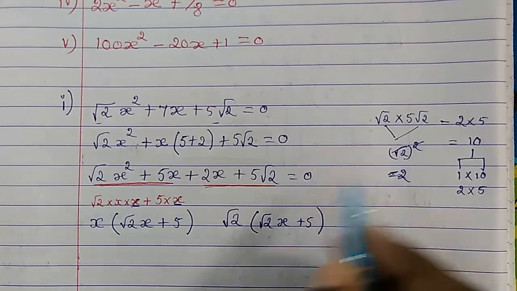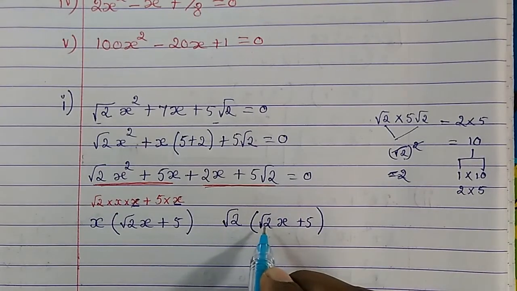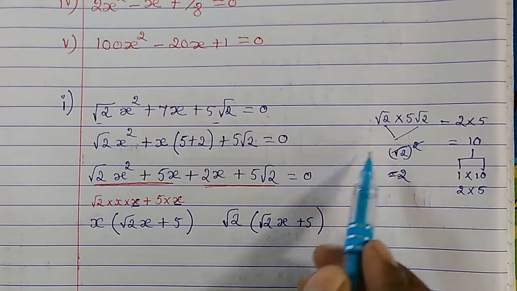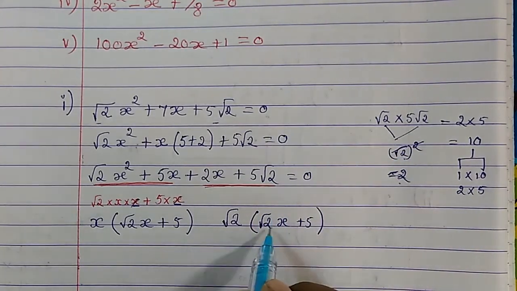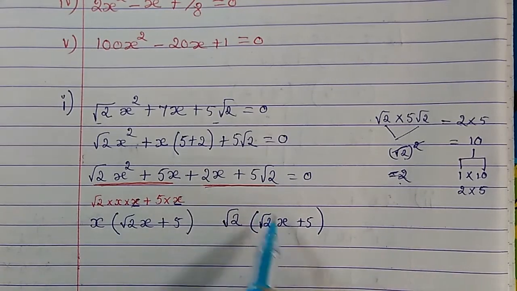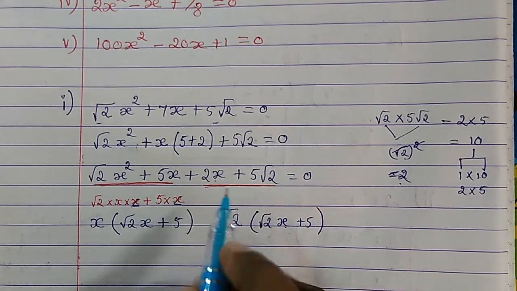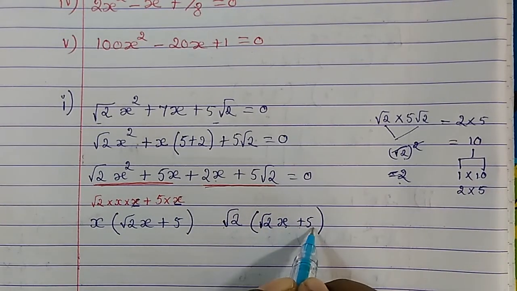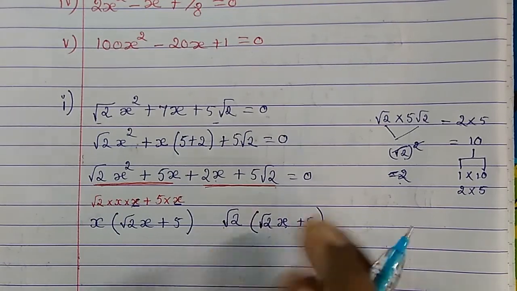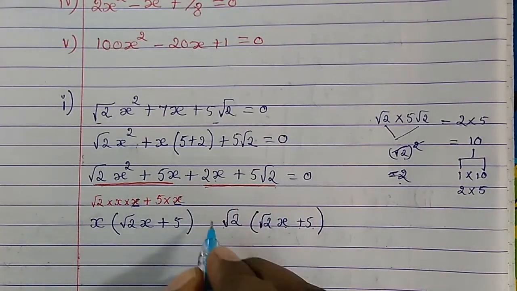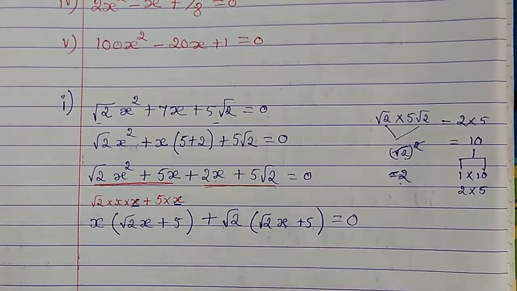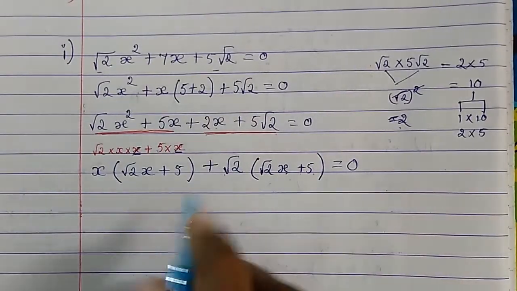So same way, root 2 multiplied with root 2 becomes a square, so the square and the root cancel, and we get 2. Same method we use here. Root 2 with root 2, we get 2. Then x is there, so x is here. Then plus, root 2 multiplied with 5 gives 5 root 2. To keep the equation balanced, plus is there, so we put plus. Then equal to 0. That's how we have to write it in common.